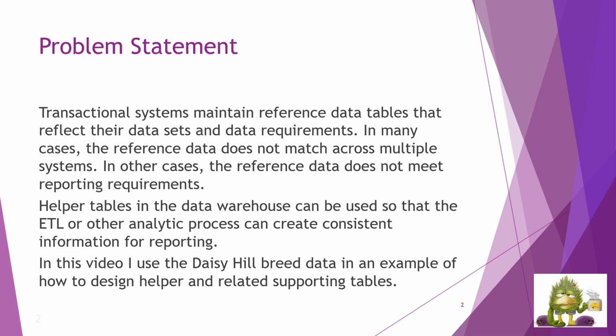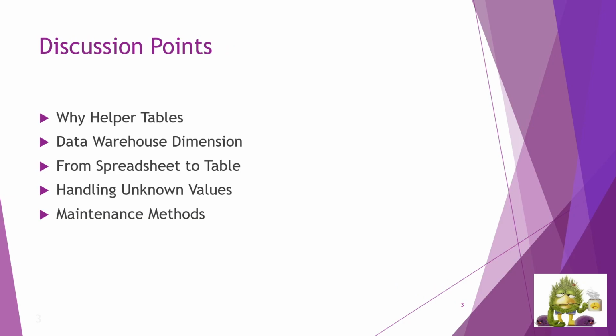And in this, we're going to use Daisy Hill's breed data because we have multiple systems that all utilize the coding of the puppy's breed. But in the data warehouse, we just want one single source of what those breeds are. So we'll look at how helper tables will do this.